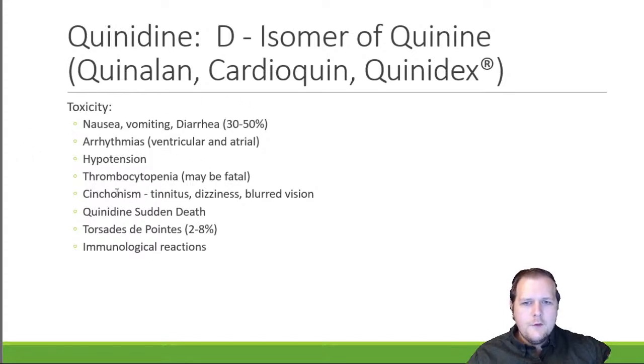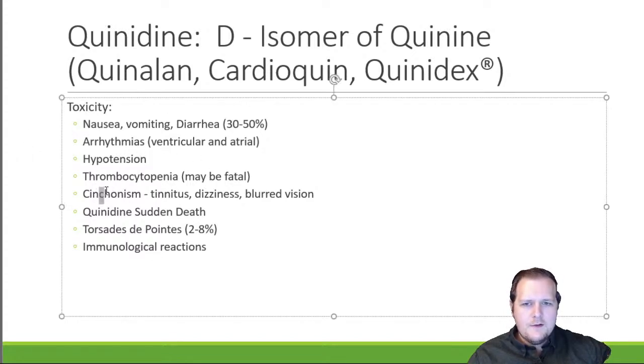Now, there's also something called cinchonism, and this has to do with that cinchona tree that I mentioned that quinine comes from. It's a triad of symptoms that are very specific to quinidine and quinine. And again, this is a good board-style question. If you ever see this, you can automatically assume it's referring to quinidine. Cinchonism refers to having tinnitus, dizziness, and blurred vision, right? So very unique to this particular drug. Now, again, some of the other things you can see is quinidine sudden death.